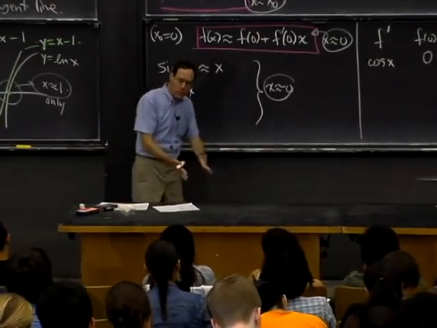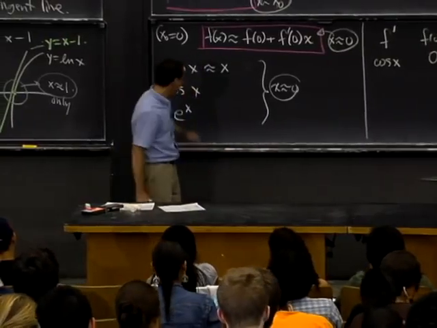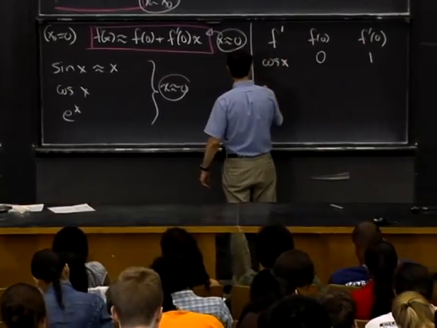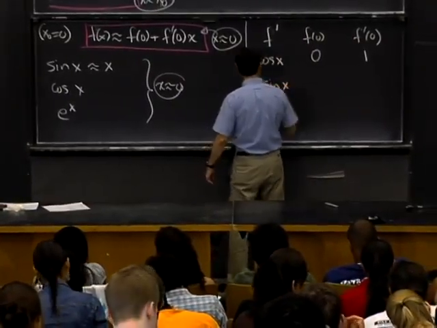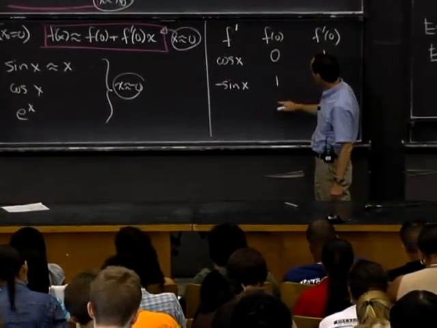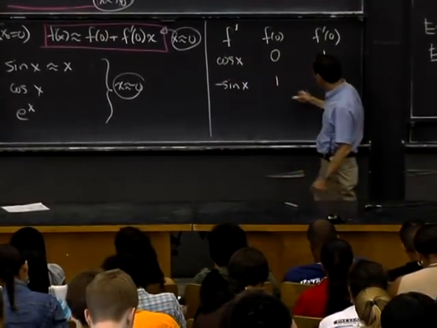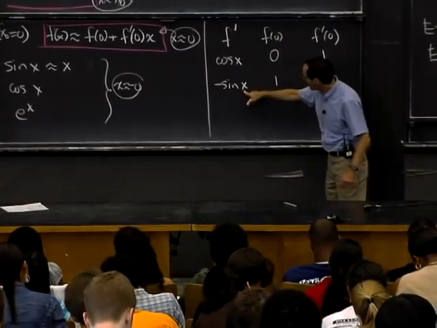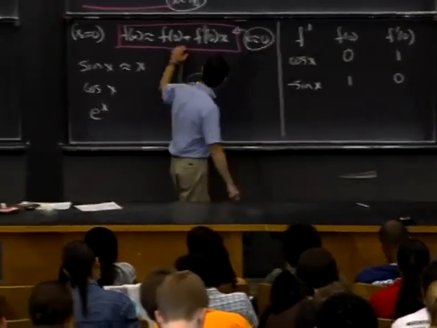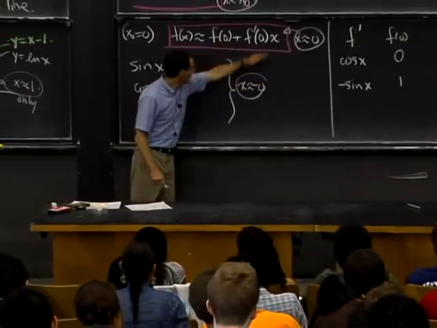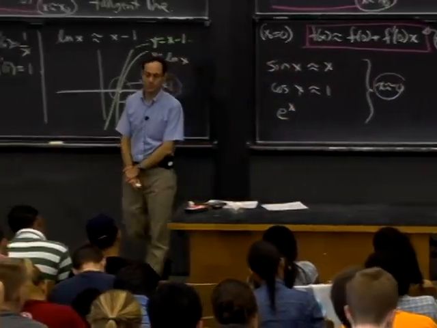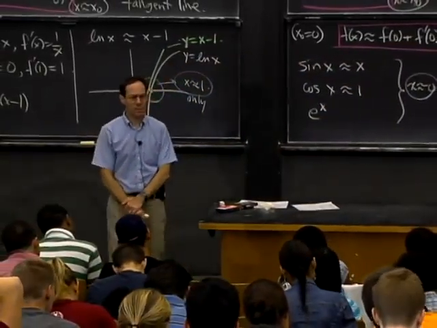Similarly, now this is a routine matter to just read this off for this table. We'll do it for the cosine function. If you differentiate the cosine, what you get is negative sine x. The value at 0 is 1, so that's cosine of 0 at 1. The value of the minus sine at 0 is 0. So going back over here, this is 1 plus 0 times x, so this is approximately 1. This linear function happens to be constant.